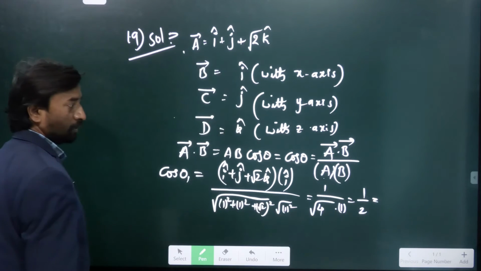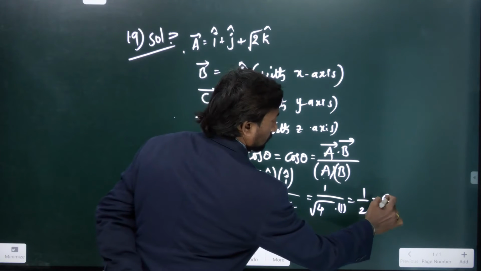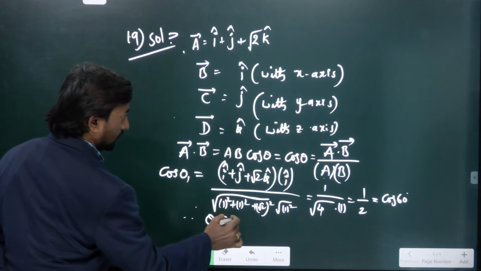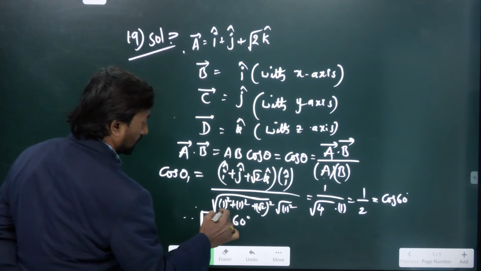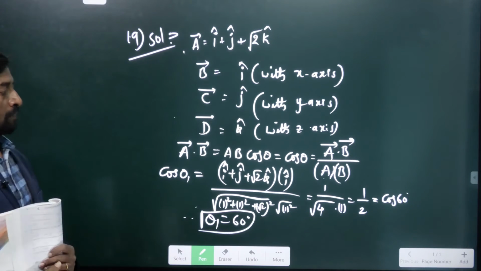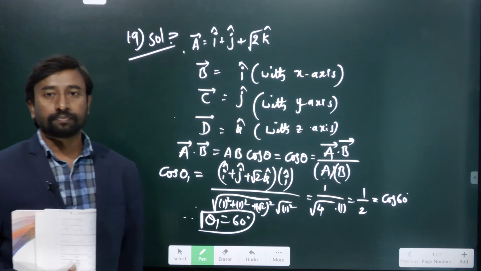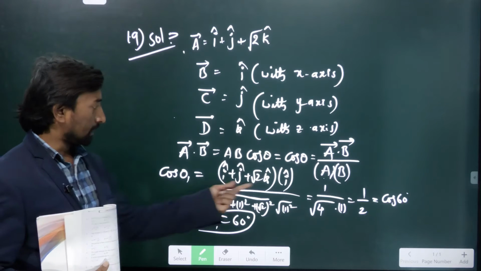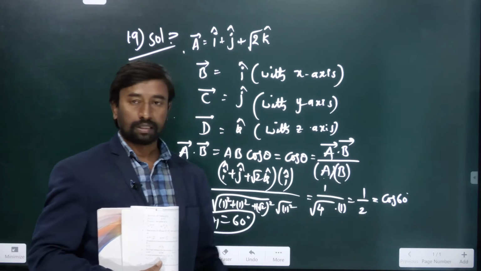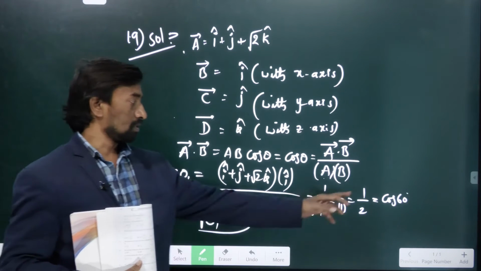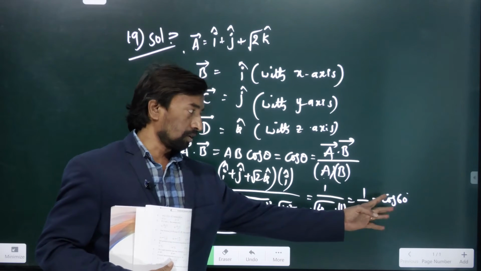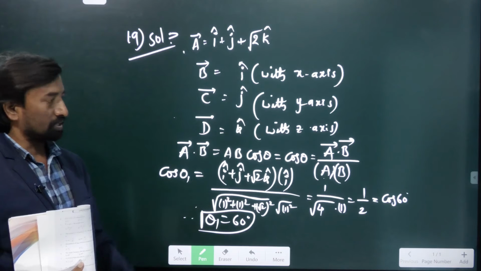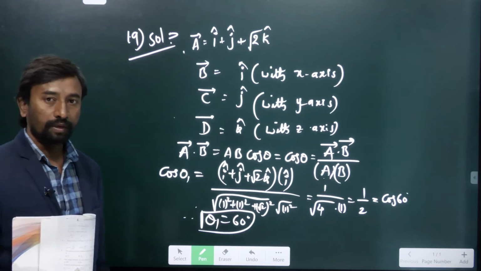When is cos theta 1 by 2? Cos of 60 degrees. The value of cos 60 is 1 by 2. So cos theta 1 we got is 1 by 2, and in place of 1 by 2 we can write cos 60. If we equate these two, theta 1 will be 60 degrees.